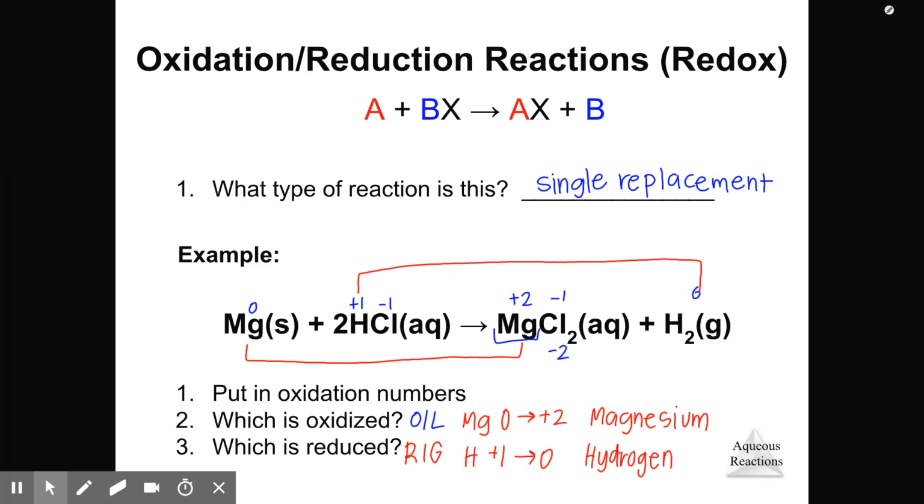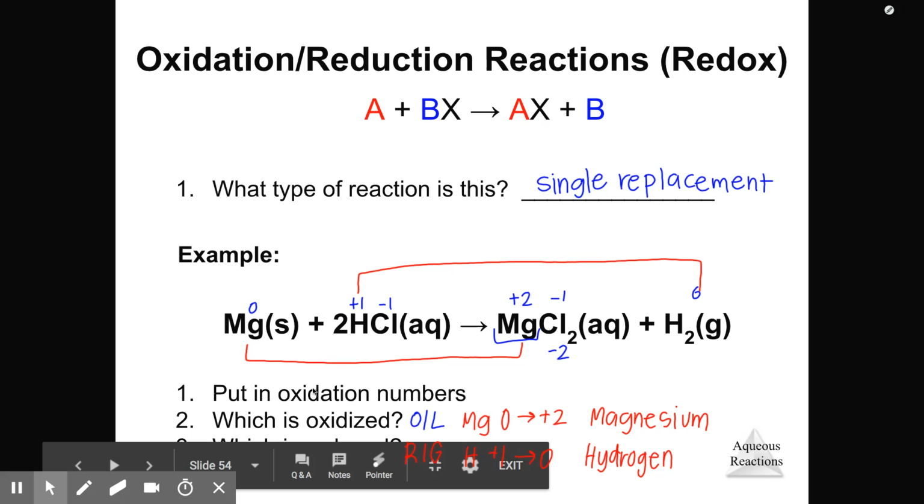Notice our chlorine stayed the same, -1 to -1. So we'll always have one thing that's oxidized, one thing that's reduced, and the rest of the equation should stay the same. We'll do some more practice in class. Make sure that you read this section in your book as well.